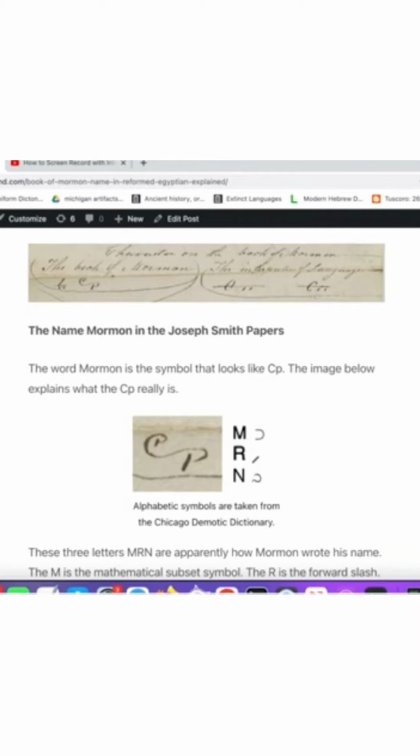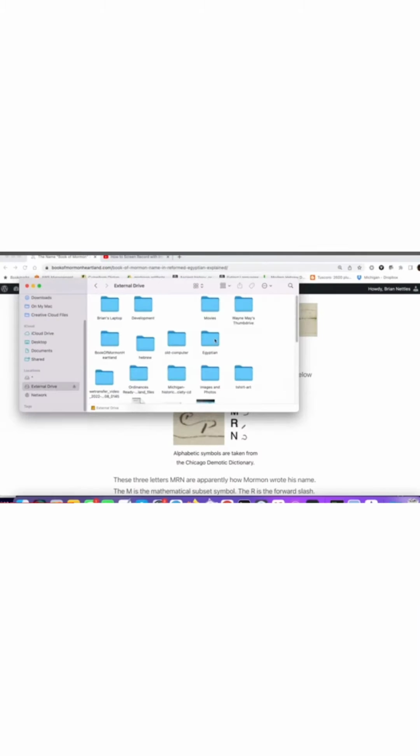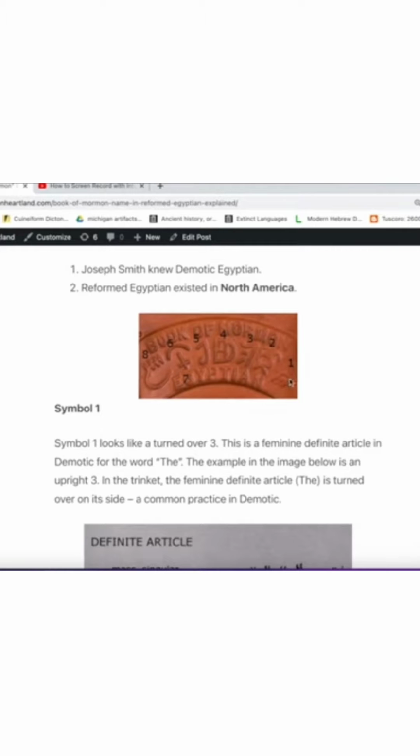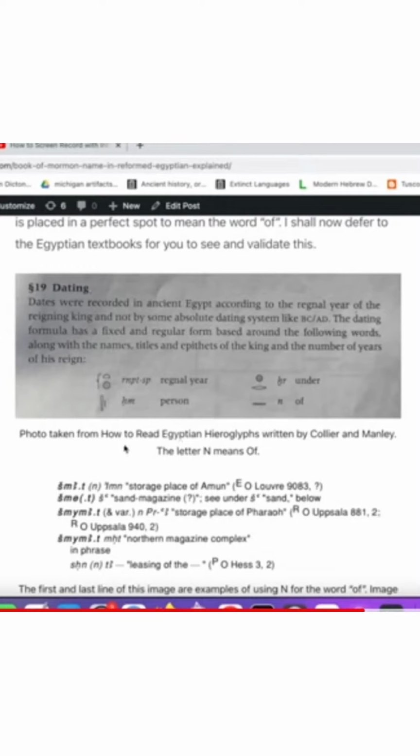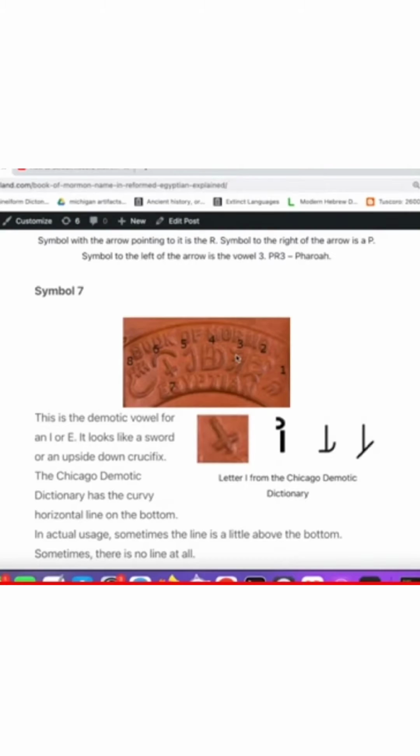Here's how you spell Mormon, M-R-N. He opens up the Egyptian Dictionary from Chicago, shows the M, the R, and the N. Then he takes the lettering from the block and shows how this spells the Book of Mormon. He finds an ancient tablet and shows a symbol that symbolized Noah, and it looks like the letter N. And he goes on and shows that the letter N was also used for the word of. He shows this ancient letter for R in the word Pharaoh to show that it looks very similar on the block, and the letter I in the Egyptian.